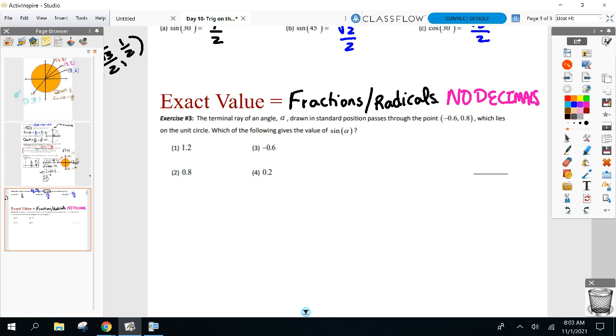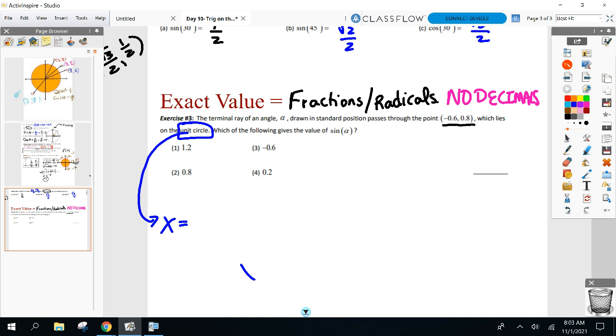My terminal side goes through this point, -0.6, 0.8. And then here's the biggest part. Where does that point lie? -0.6, 0.8. That's the biggest thing in this problem: it's on the unit circle. Why is that huge for me?